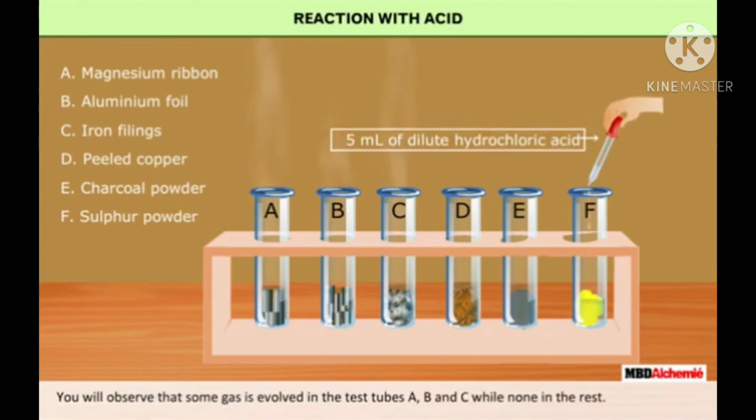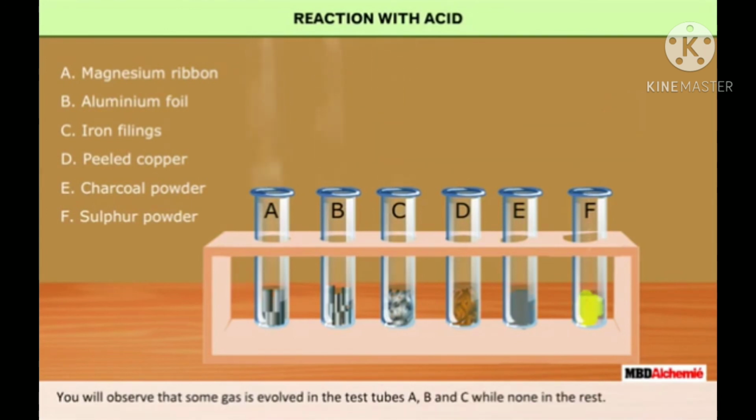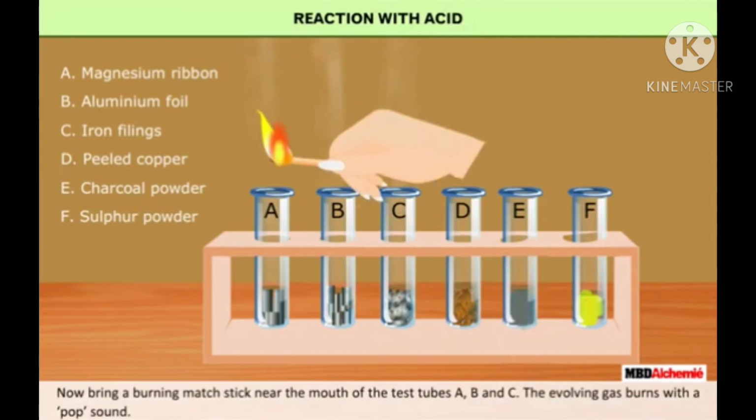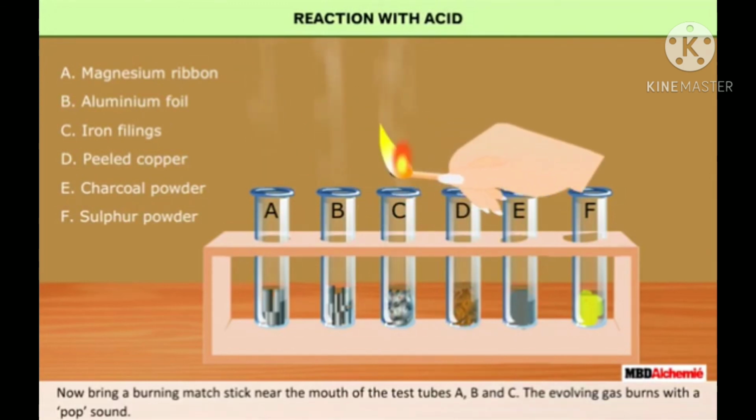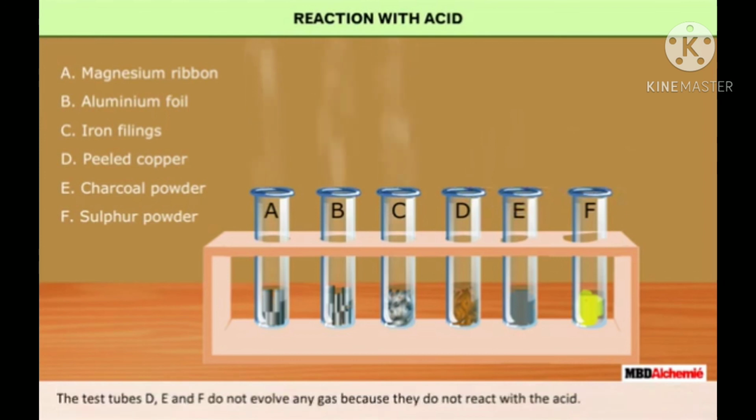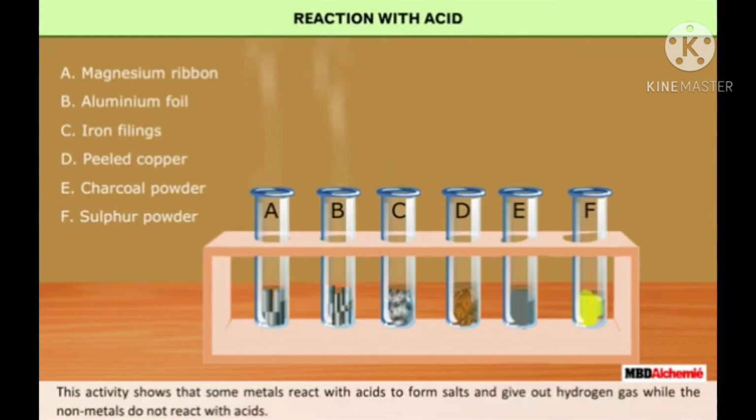You will observe that some gas is evolved in the test tubes A, B and C while none in the rest. Now bring a burning matchstick near the mouth of the test tubes A, B and C. The evolving gas burns with a pop sound. The test tubes D, E and F do not evolve any gas because they do not react with the acid. This activity shows that some metals react with acids to form salts and give out hydrogen gas, while the non-metals do not react with acids.